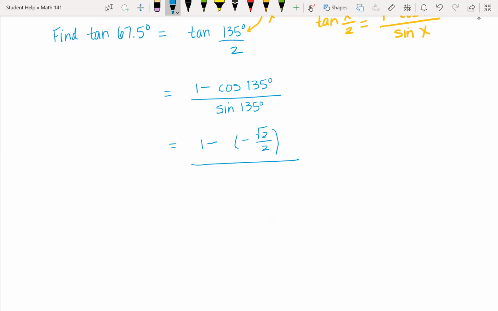And then the sine is positive square root of 2 over 2. To simplify this, I've got complex fractions. What I'm going to do is multiply the whole thing by 2 over 2, so I can clear those denominators.